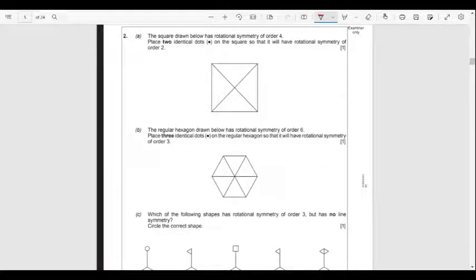The square drawn below has rotational symmetry of order 4. Place 2 identical dots so that it will have rotational symmetry of order 2. I can put my 2 dots just like that. Question B, the regular hexagon below has rotational symmetry of order 6. Place 3 identical dots on the regular hexagon so it will have rotational symmetry of order 3. I'm just going to put one there, and one there.